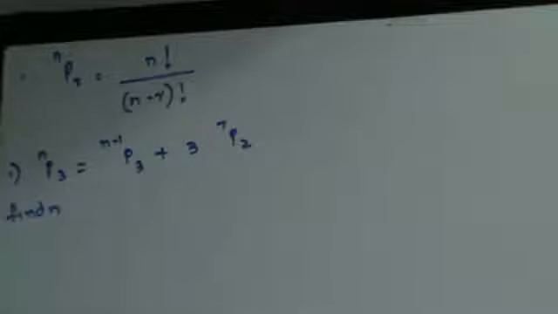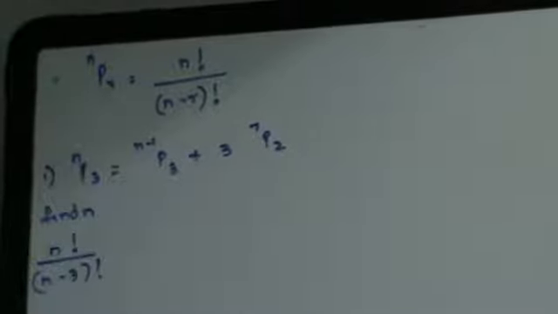Suppose they give you Pn of 3 is p times n minus 1 of 3 plus 3 times p7 of 2, find n. Now let's see this. If I use the formula, Pn of 3 can be written as n factorial upon n minus 3 factorial. The number on the top divided by the difference between the two numbers. Simple formula. Number on the top divided by the difference between the two numbers.